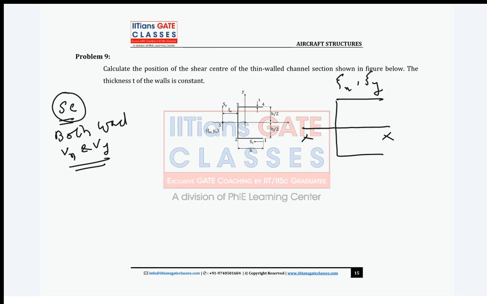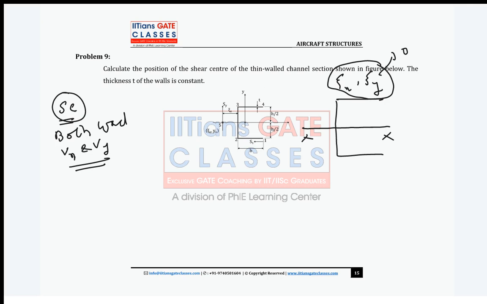So what is the unknown for this C section? Can you tell me what the unknown is? Zeta x and zeta y. Zeta x is unknown, right? Zeta y is known, right? Zeta y will be 0, because your shear center will lie on the x axis. So zeta x is unknown.